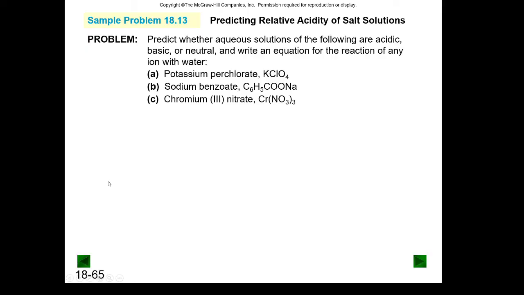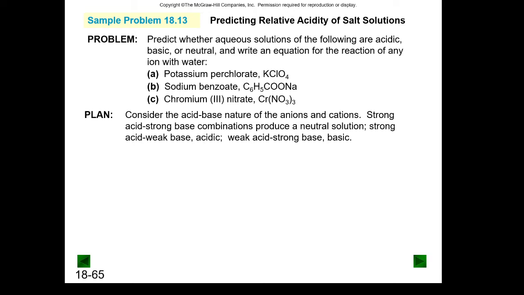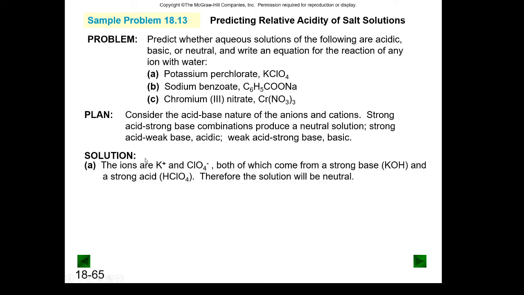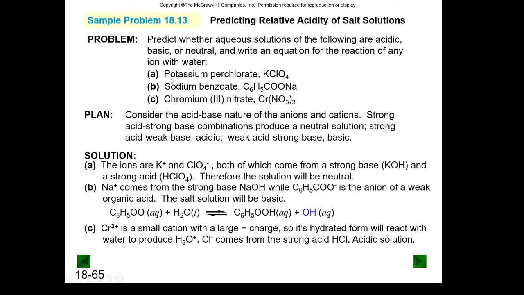So it says, predict whether aqueous solutions of the following are acidic, basic, or neutral, and write any equation of the ions in water. Okay, so let's take a look here. They give us the answers, all right? But let's look at it. Potassium perchlorate. Potassium with hydroxide would be a strong base. Chlorate, right here, with a hydrogen to make an acid would be a strong acid. So I've got the cation of a strong base. I've got the anion of a strong acid. Therefore, my solution will be neutral.